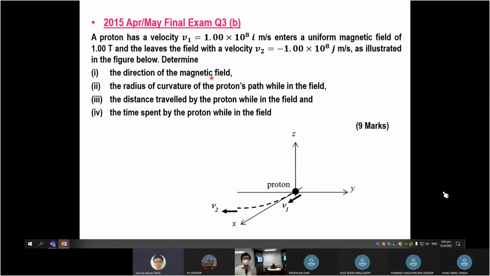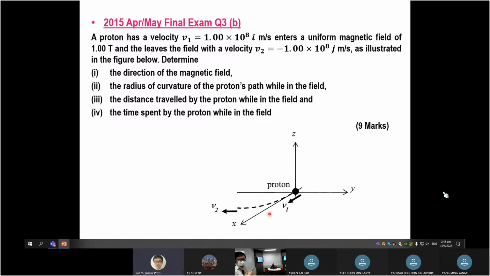I want you to calculate the direction of the magnetic field, the radius of curvature, the distance traveled by the proton in the field, and the time spent by the proton. Okay, so let's look at these four parts one by one. First, the direction of the magnetic field. Here we have a proton, so QV is along the direction of v. Which means our index finger should just point to the positive x direction.